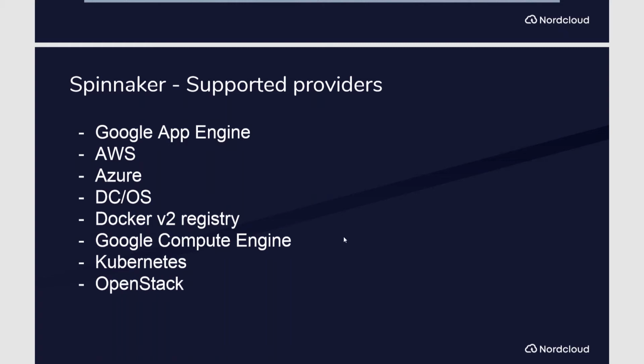And of course, related to Docker, there is support for the version 2 registry. So how this works is that you can push a new Docker image to the registry. Normally you have a private registry, and this will trigger the pipeline in Spinnaker. So this is one nice way to trigger the pipeline.